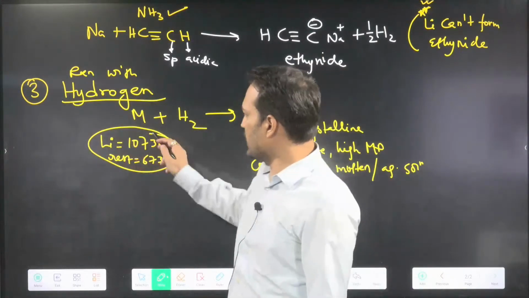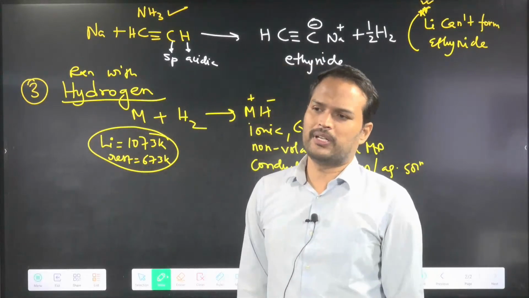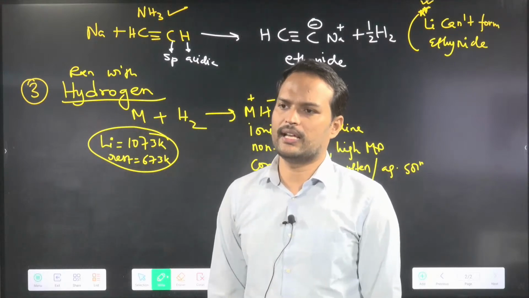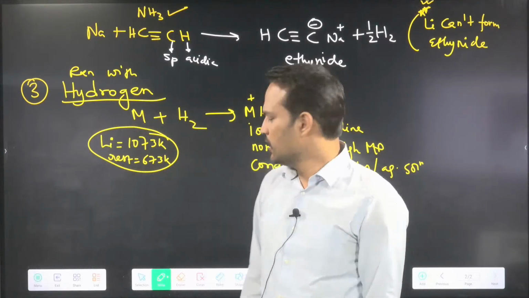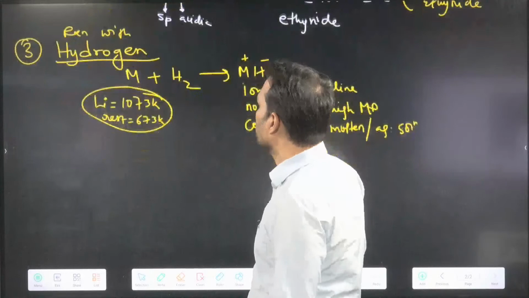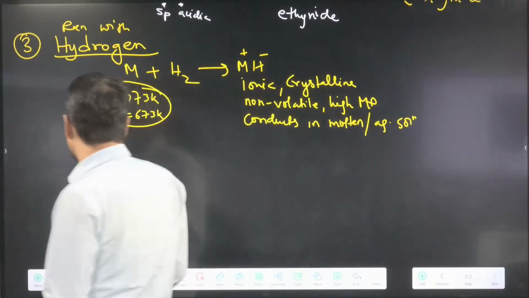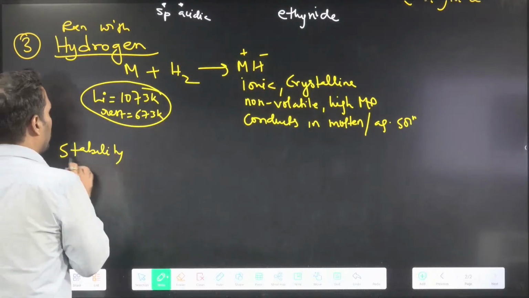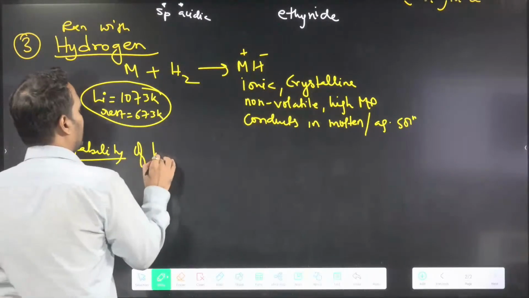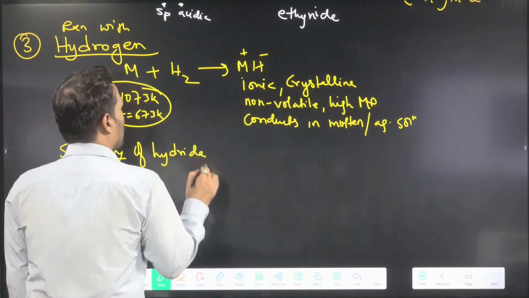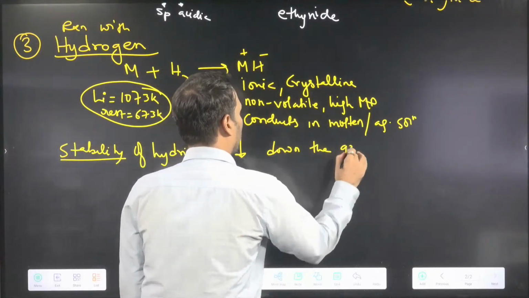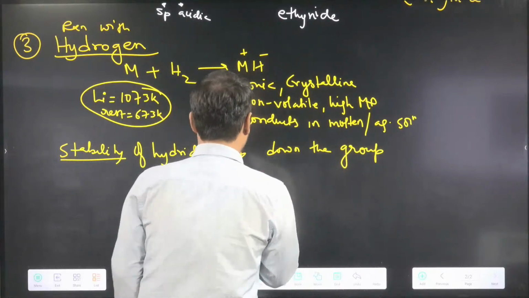So lithium reacts at 1073 Kelvin, but the rest of the metals require comparatively less temperature, that is 673 Kelvin. Is it okay? Yes or no? Done. Now in NCERT they are talking about stability also. We have said this point before, stability of hydride. So what we have said, it decreases down the group.